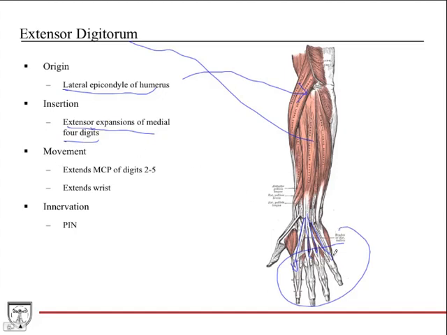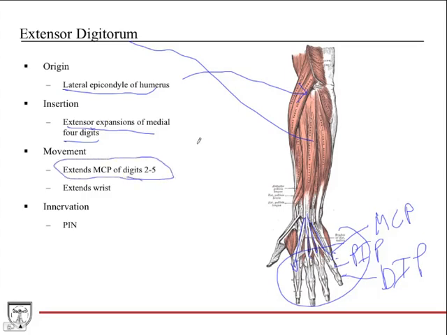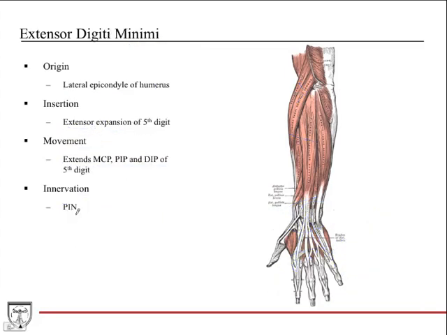Now, if you remember our joints here, we have the MCP joints here, the metacarpophalangeal joint, and then you have your PIP joint, and then your DIP joints. So they cross the MCP joints, so they extend at those joints only. Okay, they do not extend at PIP and DIP. Those are different muscles in the hand that we'll go over later. It also crosses the wrist joint, so it extends the wrist as well. Okay, you can see it crossing right here. Innervation is PIN, posterior interosseous nerve.